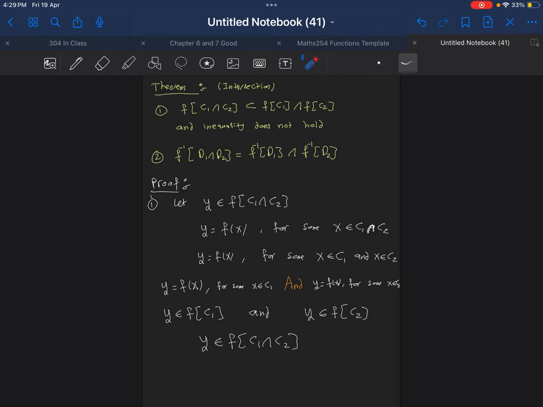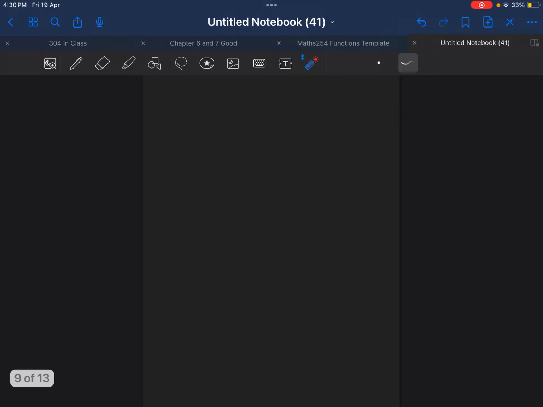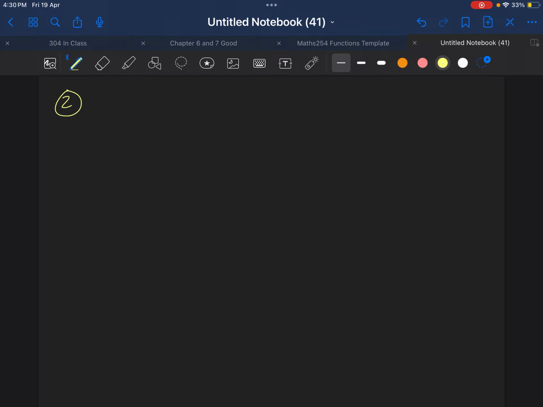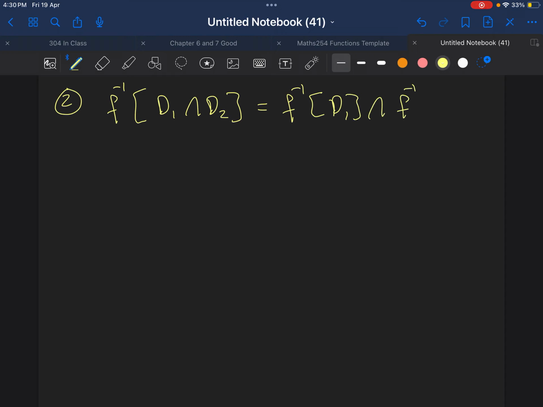Now, if we go to part 2, part 2 is dealing with equality. So just let me write part 2 again here, and let's do it together. F inverse of d1 intersection d2 equals F inverse of d1 intersection F inverse of d2. How do we do it in this case? How do we do it if they are both equal?